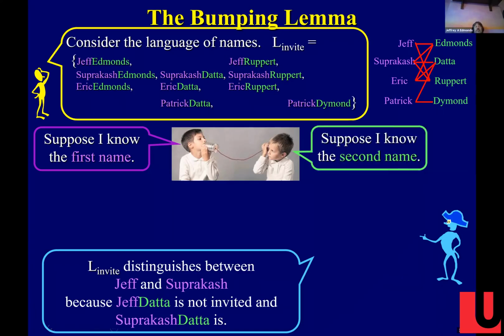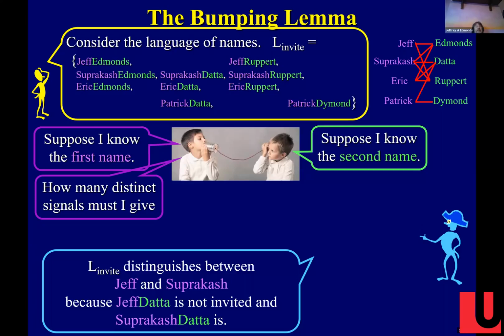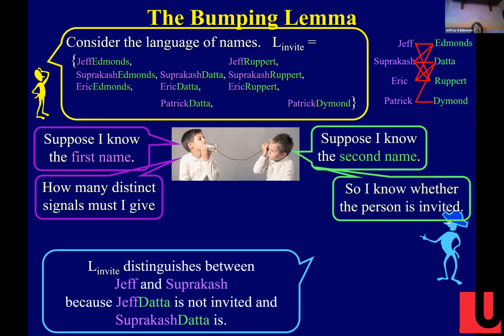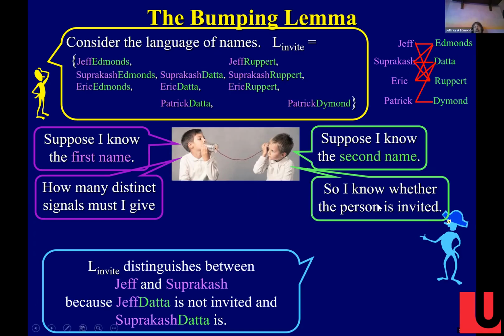And the game is the first guy sends a message to the second guy, right? And the question, we're not doing bits complexity here. We're doing how many distinct messages, right? So how many distinct messages must he send so that he knows whether or not the person is invited? And I'm claiming he could send one message.